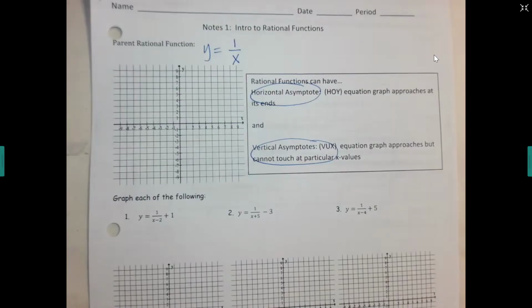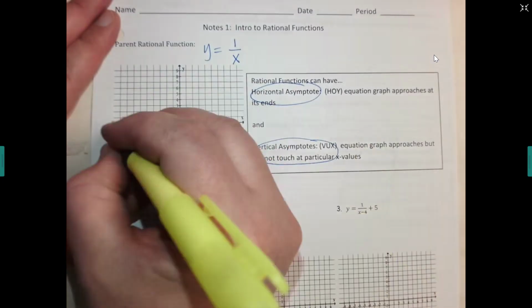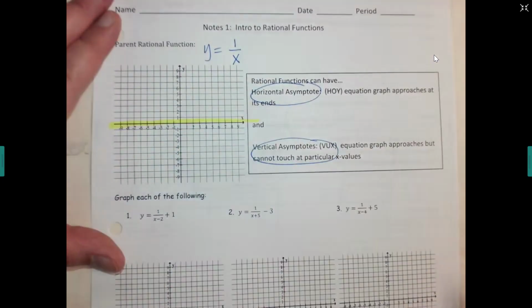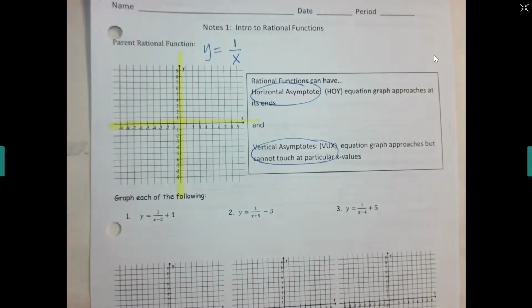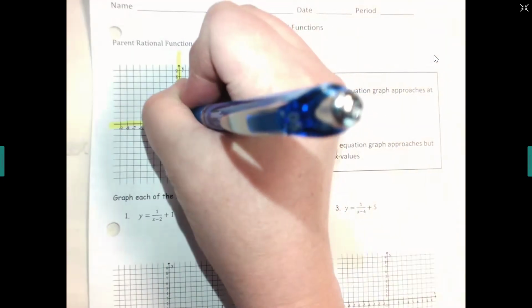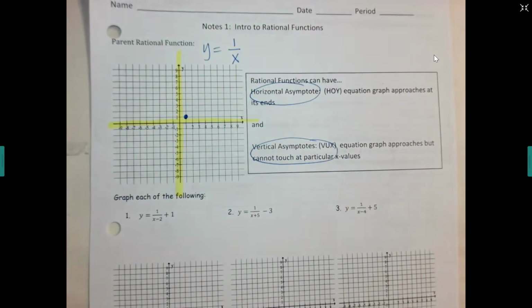For this graph, you are going to have horizontal and vertical asymptotes. The horizontal asymptote is going to run across the x-axis, and the vertical asymptote is going to be on the y-axis. So what that means is you can't touch those lines. I'm going to give you 2 marker points that I want your graph to touch. The first one is 1, 1, and then -1, -1.